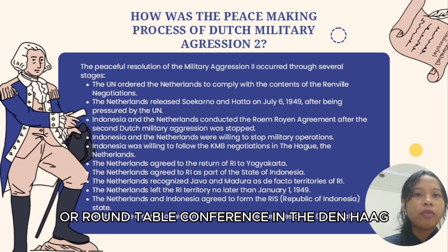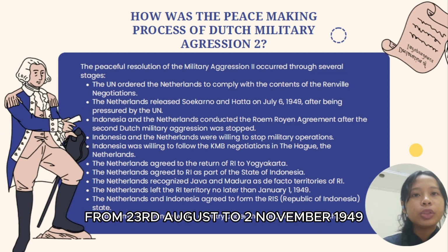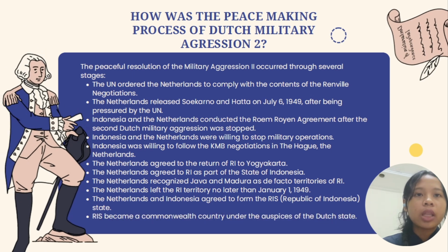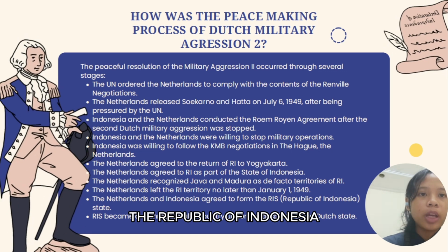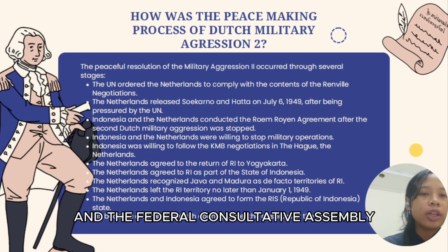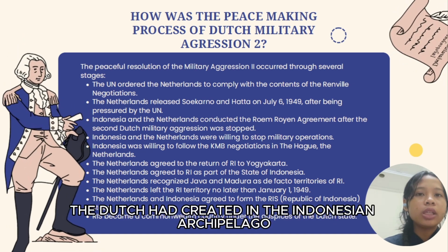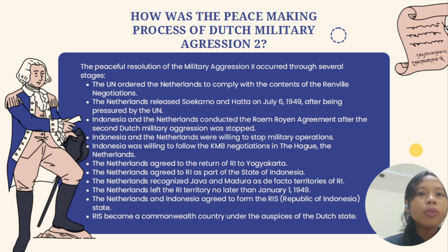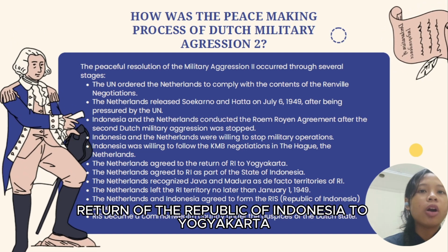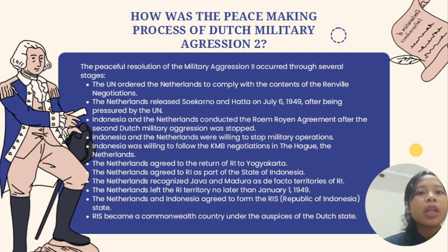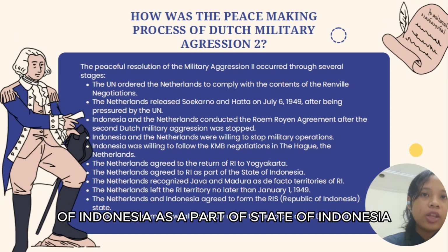negotiations, or Round Table Conference, in The Hague, the Netherlands, from 23 August to 2 November 1949. It was between representatives of the Kingdom of the Netherlands, the Republic of Indonesia, and the Federal Consultative Assembly, representing the federal states the Dutch had created in the Indonesian archipelago. After the conference, the Netherlands agreed to the return of the Republic of Indonesia to Yogyakarta. The Netherlands agreed to the Republic of Indonesia as a part of the State of Indonesia.